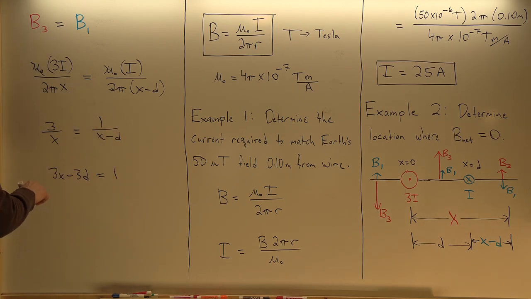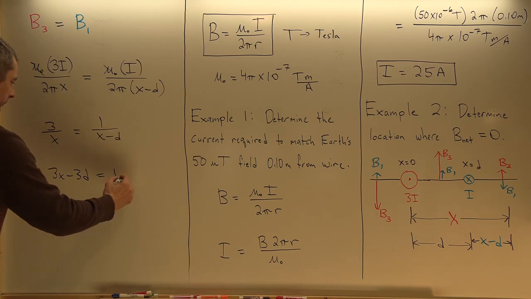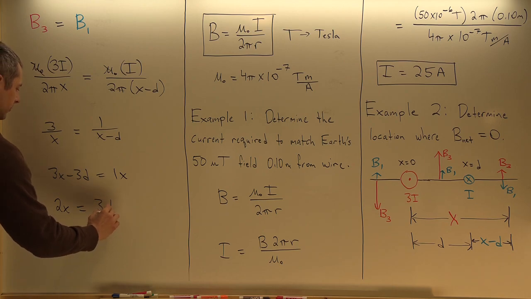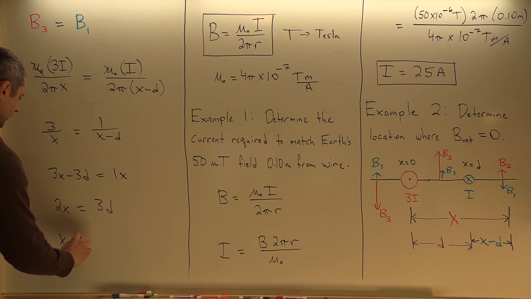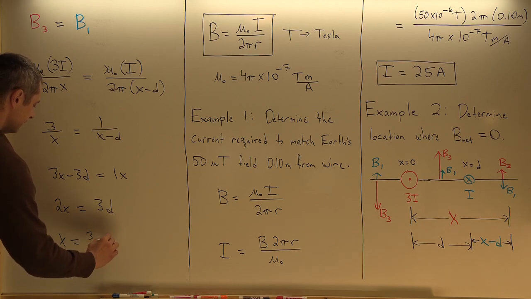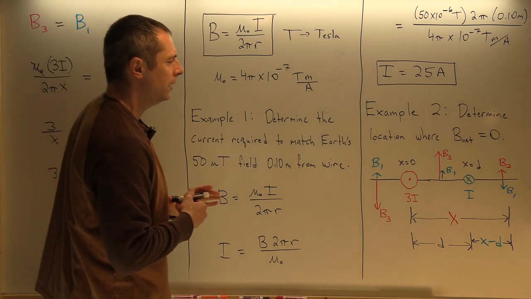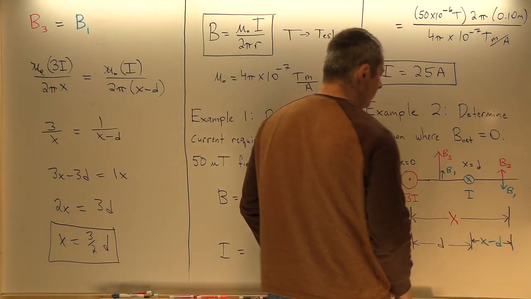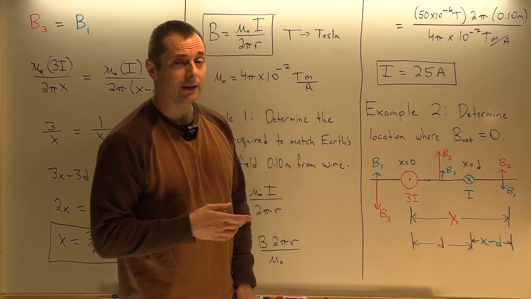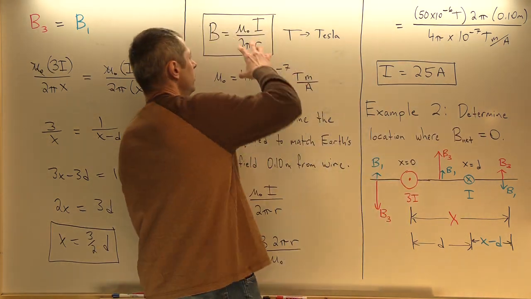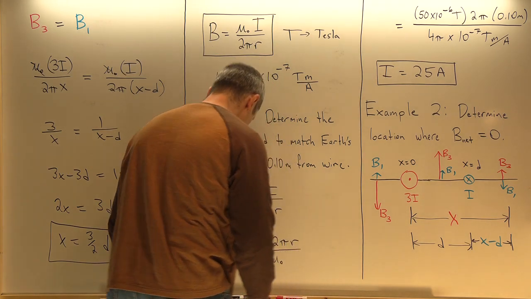I subtract 1x from both sides. This side has 2x on it. And I add the 3d to the other side. And I get x equals 3/2 d. There is the location of where the net magnetic field is zero. Everywhere else on this line, it's not zero. Unless maybe I go to an infinite distance, right? Then the magnetic field's zero because of this formula. Both of them are zero.